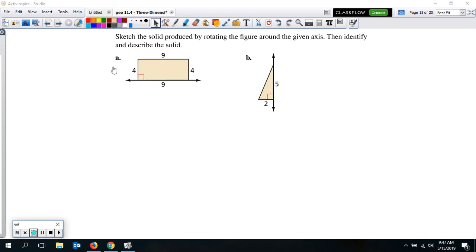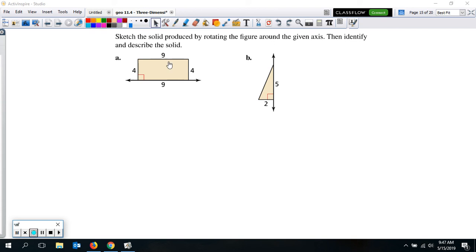Okay, wants us to sketch something here. So this was actually going to be the most challenging one because you're going to have to draw something out here on these last couple problems, 7 and 8. But let's see how we would do that. It says sketch the solid produced by rotating the figure around the given axis. Then identify and describe the solid.